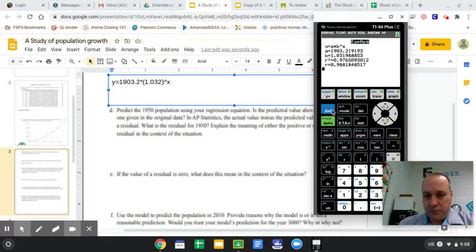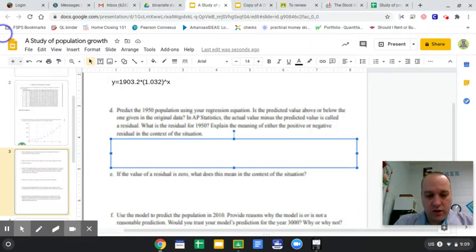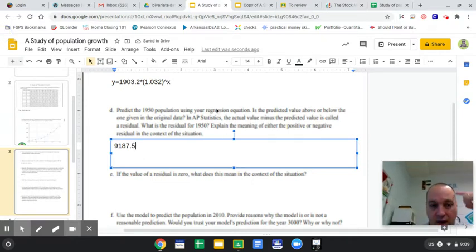So I would go back to normal, and then I'd put 1903 times parentheses 1.032 in parentheses to the, and in this case, I would put 50th power because they want to know what it is in the year 1950. So if I hit enter, it says 9187.5. Now it says predict the 1950 population using your regression equation.